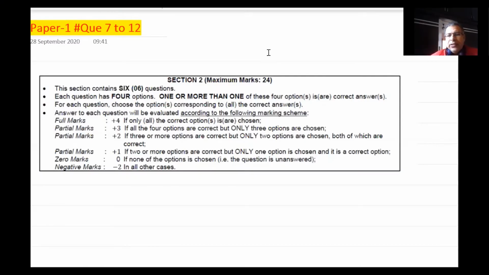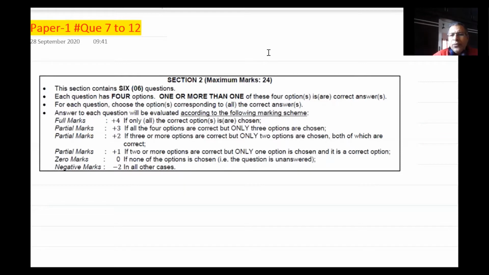Students, now see section 2, paper 1. In this section there are 6 multiple choice questions, and the marking scheme for this section is: for all correct options, plus 4. If all 4 options are correct and only 3 options are chosen, plus 3. If 3 or more options are correct but only 2 options are chosen, you'll get plus 2 marks.